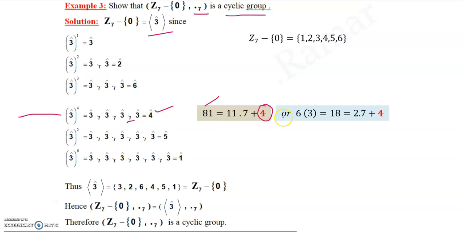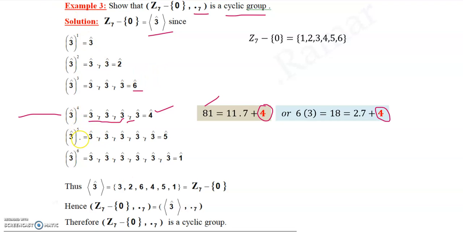Or you can write this. For 3 power 3 your answer is 6. So for these three 3's you get 6. Then 6 multiplied by 3 is 18. Again you apply the modulo: 2 multiplied by 7 plus 4. Here the remainder is 4. Either you do it like this or like this, both ways you will get the same answer.